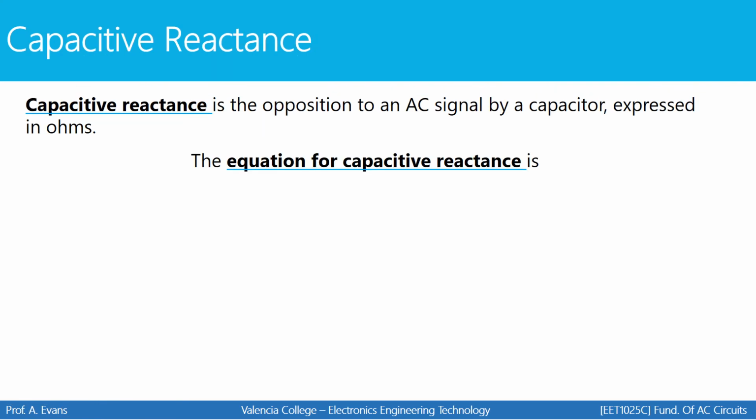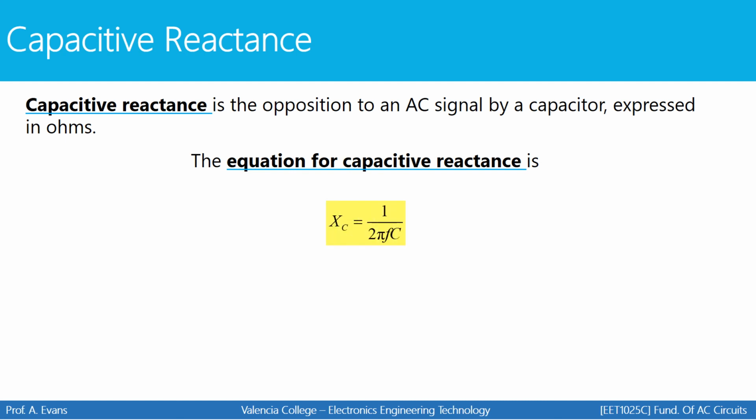Next, we're going to move on to something really important called capacitive reactance. Capacitive reactance is the opposition to an AC signal by a capacitor expressed in ohms. Earlier, you learned that resistors provide an opposition to the flow of current, and we call that value resistance. Well, capacitors also provide an opposition to an AC signal, and we call that capacitive reactance.